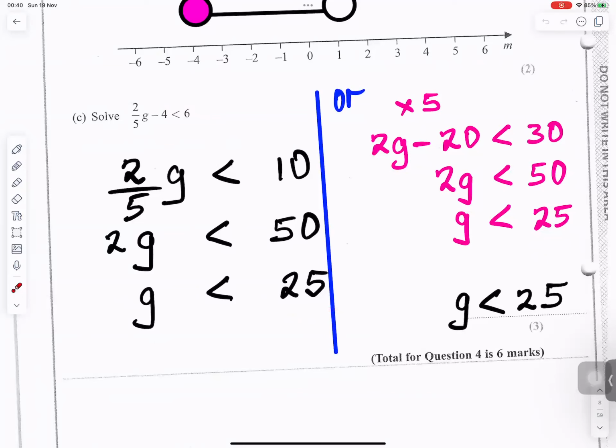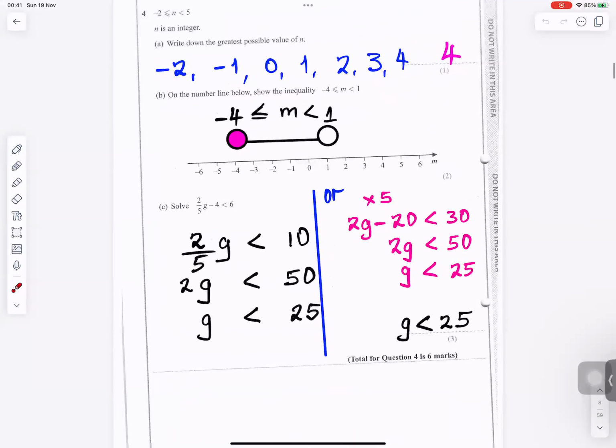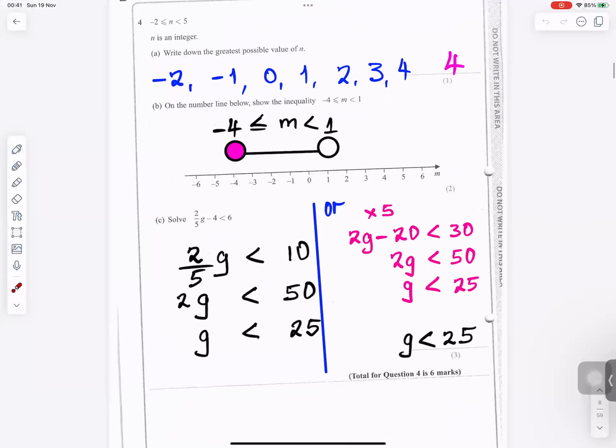Another way to do it, you can multiply everything by 5. You times by 5, times by 5, times by 5. So the 5 will cancel on the first one. So you have 2G minus 20 is less than 30. Minus 20 goes to the right. 20 plus 30 is 50. And divide by 2 gives you 25. So G is less than 25. So that's the complete answer for question number 4.